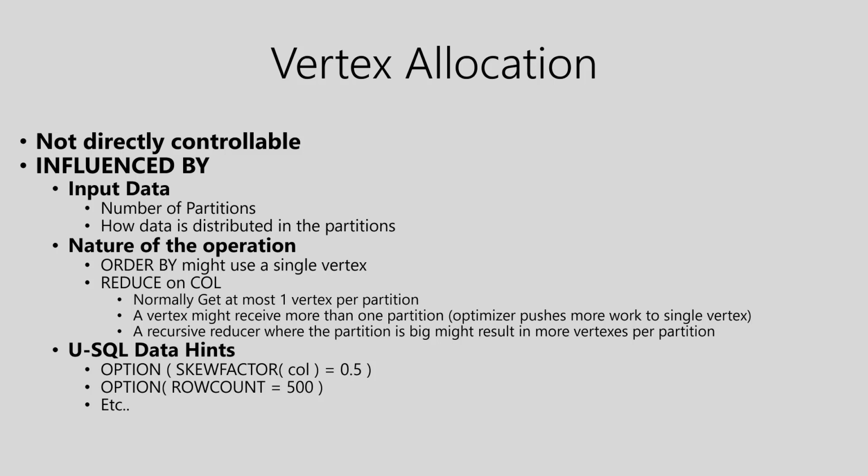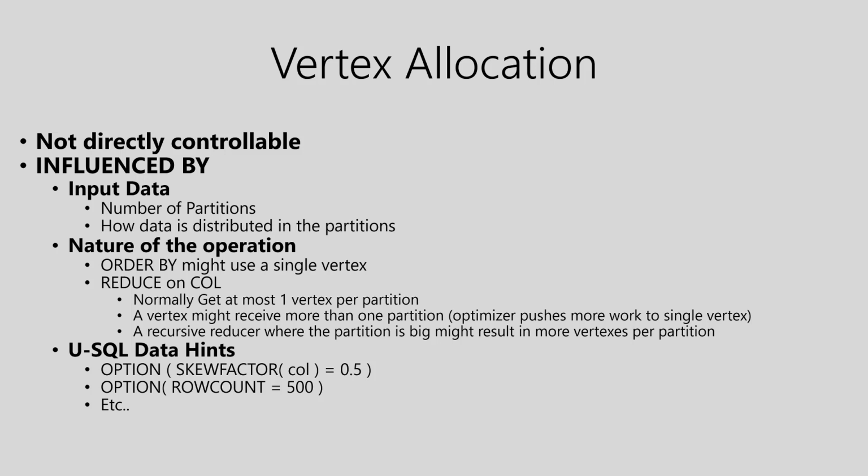Okay, and especially when you write reducers, you have to be very careful. It is very easy to accidentally write a reducer that forces all data to just a single vertex. What you need to do is learn how reducers work and how to parallelize them so that you take advantage of being able to scale out as much as possible. And the word for this parallelizable reducer is a recursive reducer UDO.